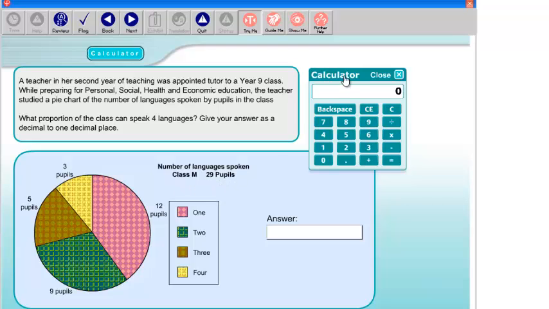So we've got the calculator. I'm going to use my keyboard because it's a lot quicker. So I just type 3 and a / to make the divide symbol appear here. Divide by 29 and press return on the keyboard to get 0.1034. But the questioner only wanted it to 1 decimal place, so it's 0.1.